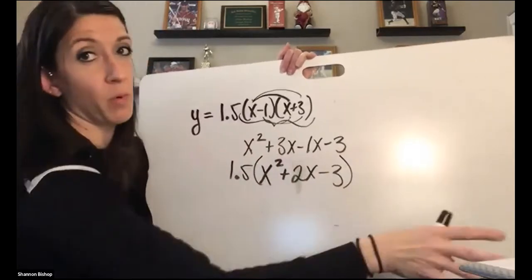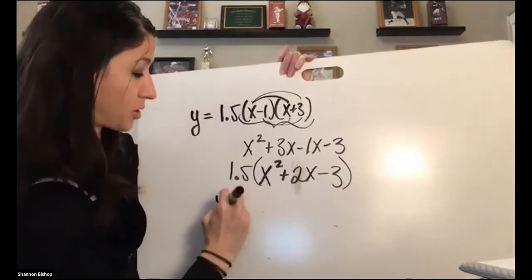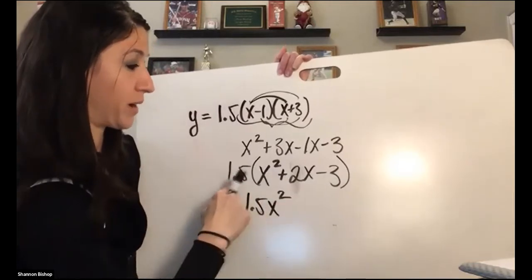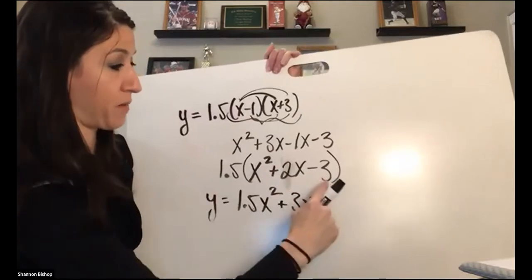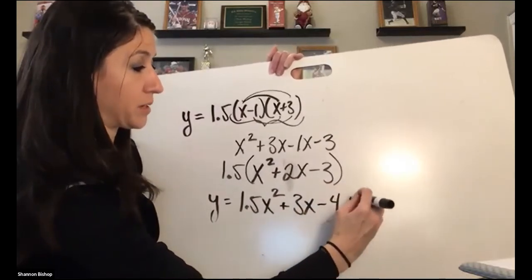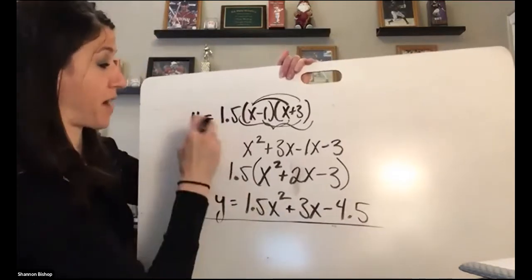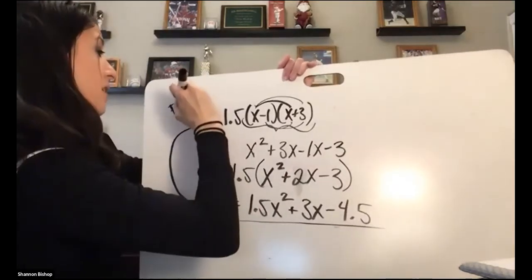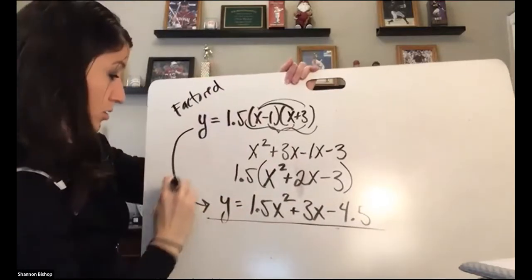So that's distributing the parentheses, but then don't forget the 1.5 is still there. So you just run the 1.5 all the way through using distributive property. So you end up with 1.5 x squared. 1.5 times 2 is 3. And 1.5 times minus 3 is minus 4.5. So there you go. So that's how you convert factored form into standard form. Factored, can you see that? Yes, into standard.